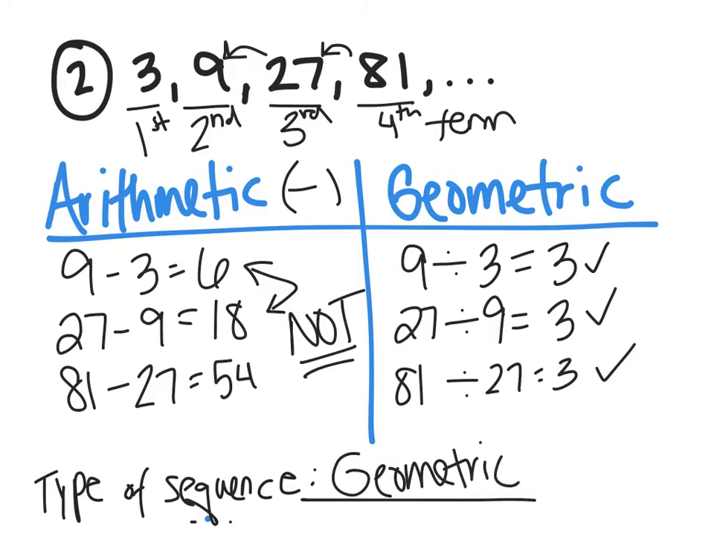And eventually you'll get good at just looking at the sequence to start. And we know that this one is increasing pretty rapidly from 3 to 81. So that's a good educated guess that it may be geometric using multiplication and division.